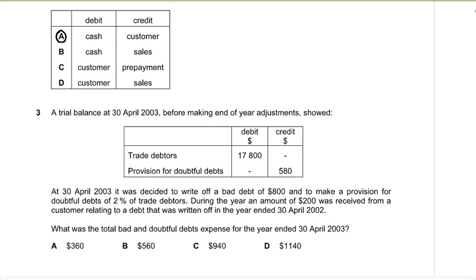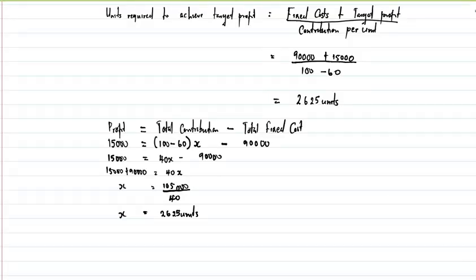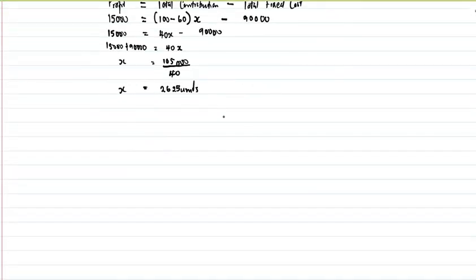Right, so let's work it out. Before anything else, I think we need to draw our provision for doubtful debts account. We start with that one.